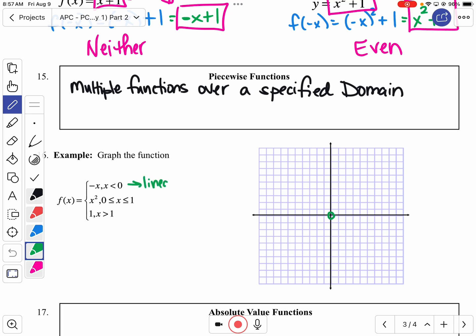So this is linear. We know it has a slope of negative 1, so we're going to go to the left, plot a few points. And there's that piece. It's that linear function, slope of negative 1. It continues forever.